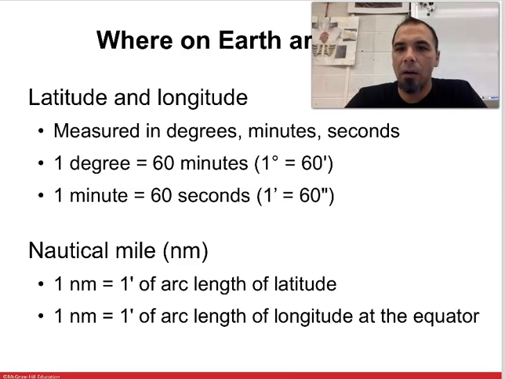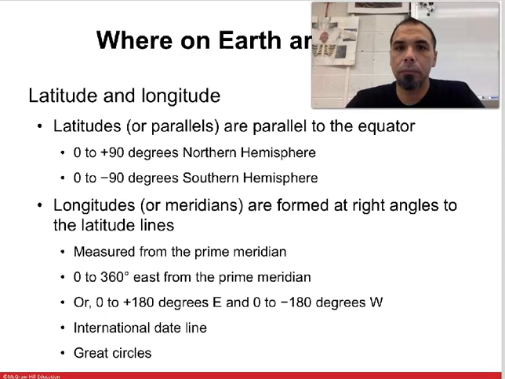In the nautical mile, NM, 1 nautical mile is equal to 1 degree of arc length of latitude, and 1 nautical mile is equal to 1 degree of arc length of longitude at the equator. I'm not going to get into calculating nautical miles right now. If you ever spent time on a boat, nautical miles are important. Like I said, I spent a month at sea. And so a nautical mile is not necessarily equivalent to what you think of as a mile.